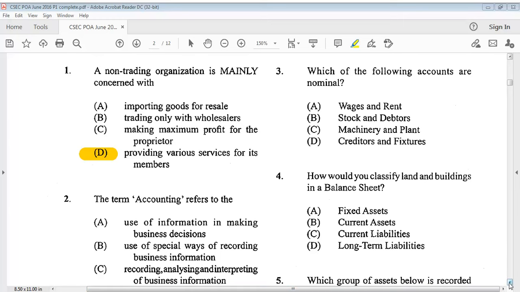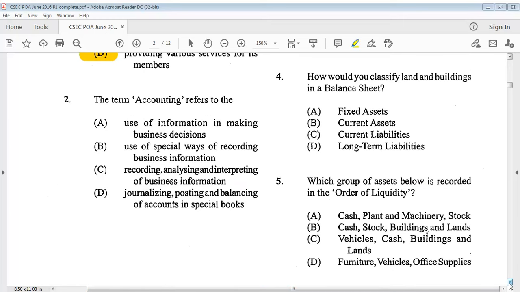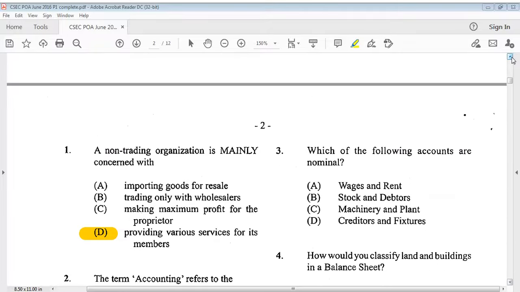Number 2. The term accounting refers to... this is not a new question either. It refers to C, recording, analyzing, and interpreting of business information. Let's go to number 3. Which of the following accounts are nominal accounts?